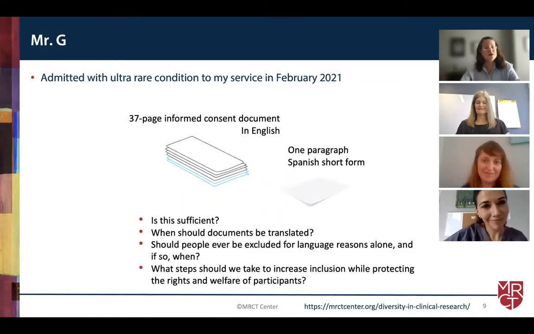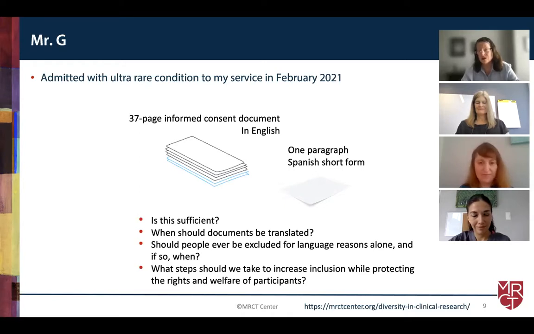So one of the questions that we have is, when is the short form sufficient? When should documents be translated? Should people ever be excluded for language reasons alone? And if so, when? And what are the reasons that would be appropriate to exclude those people? And what steps should we take to increase inclusion while protecting the rights and welfare of participants? Obviously, a foundational core of this is that individuals will understand the research to which they're consenting.